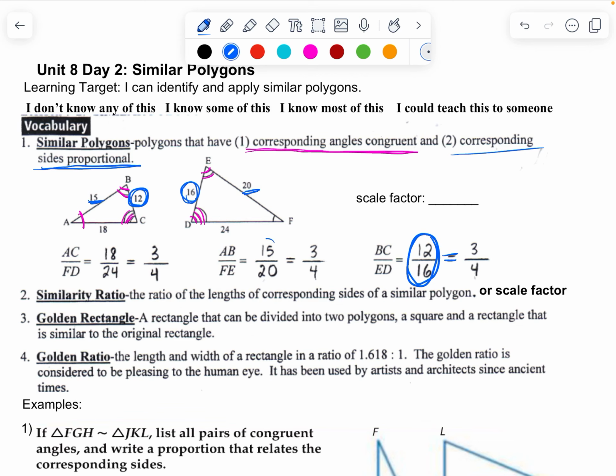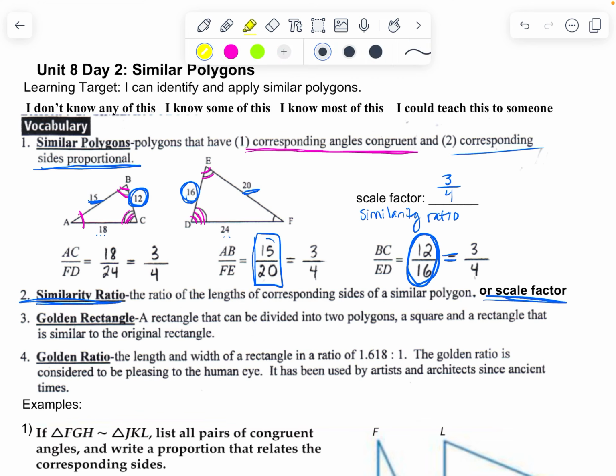Then I go the medium over the medium. So where is that one? 15 over 20 is over here. And then finally 18 over 24. And notice that they all reduce to 3/4. That's called the scale factor or similarity ratio. The way you can think about that is the smaller triangle is 3/4 the size of the bigger triangle. That's what this similarity ratio or scale factor is about.